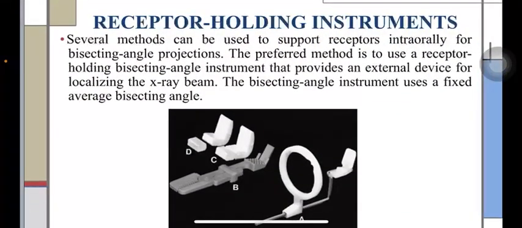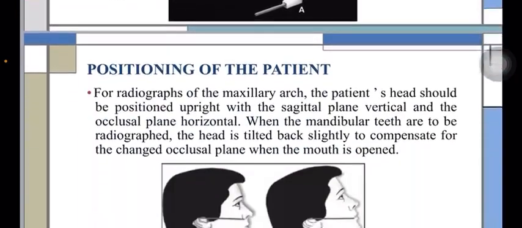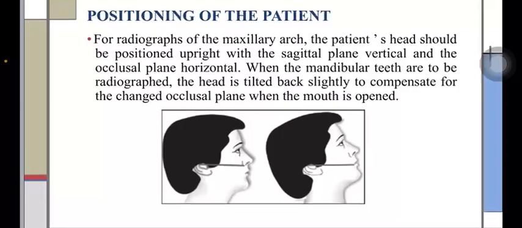Receptor holding instrument. The instrument used is known as the snap-a-ray holder, and in this picture B is a snap-a-ray holder. Position of the patient. For radiograph of the maxillary teeth, the patient's head should be positioned upright with the sagittal plane vertical and the occlusal plane horizontal. And in the case of mandibular teeth, the head is tilted back slightly to compensate for the change in occlusal plane.